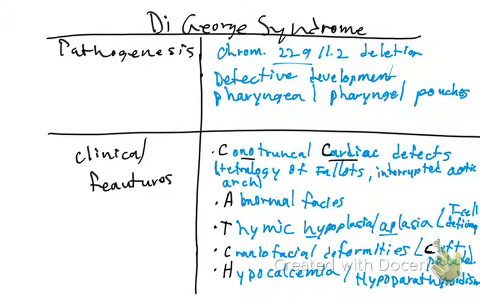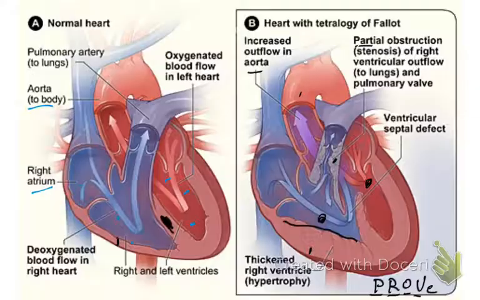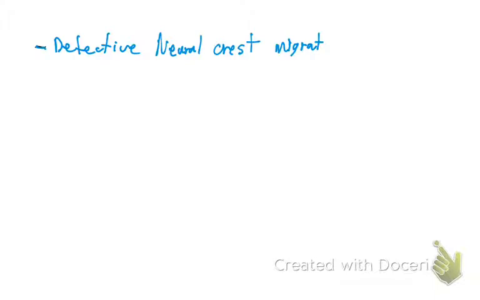So what else can we learn about DiGeorge syndrome? We're going to open a new slide here. DiGeorge syndrome has a defective neural crest cell migration. But probably you're asking, can we talk a little bit more about neural crest cell migration? Yes, I learned this mnemonic and I would like to share it with you.